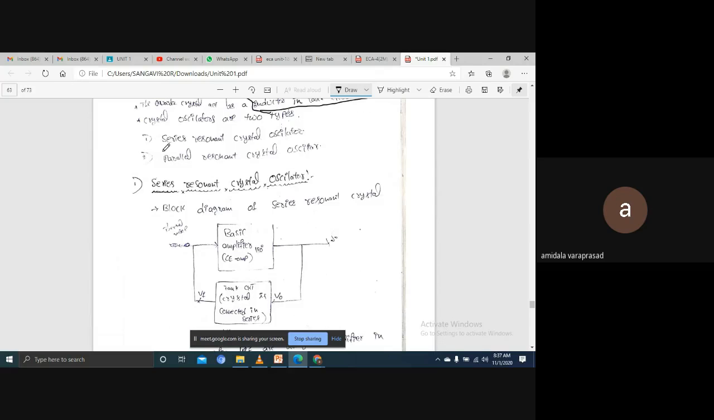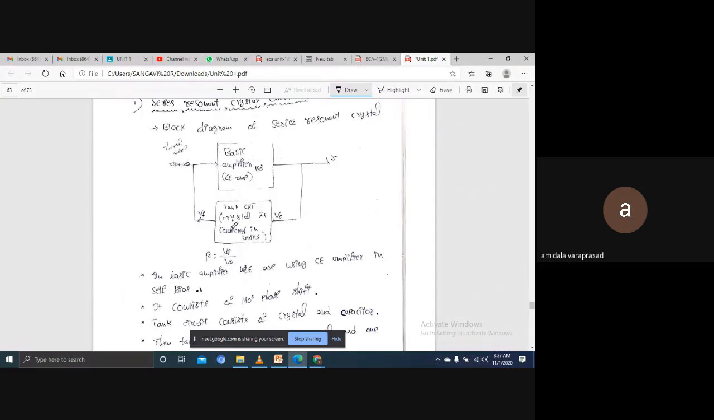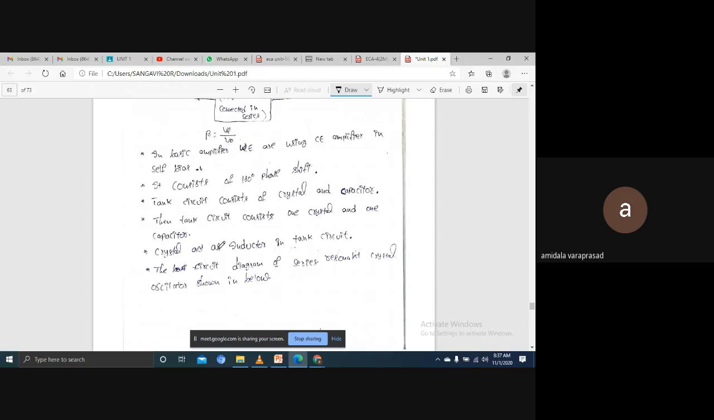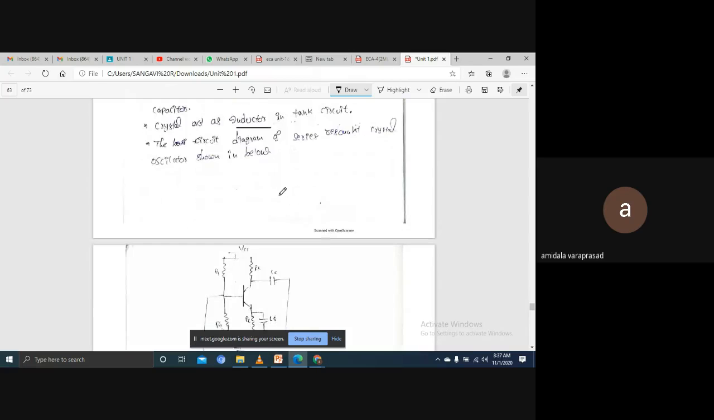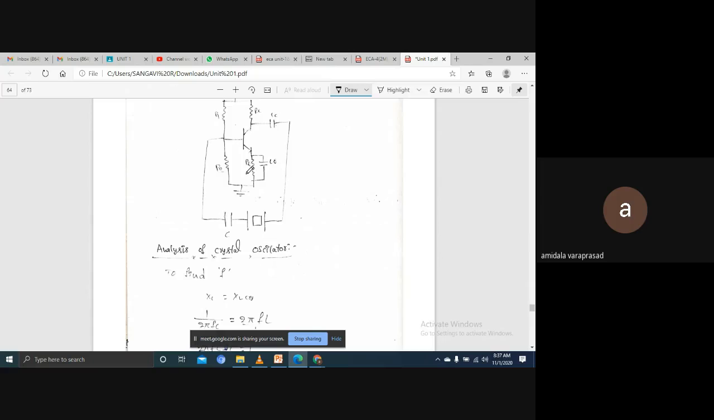Now there are two types of circuits: the series resonant crystal oscillator and the parallel resonant crystal oscillator. For the basic amplifier we use a tank circuit, but here we use a crystal. Series resonant means the crystal is connected in series, and you can note down that the crystal acts as an inductor. The amplifier gives a 180-degree phase shift. This is again a self-biased circuit using BJT, with the crystal and capacitor in series.